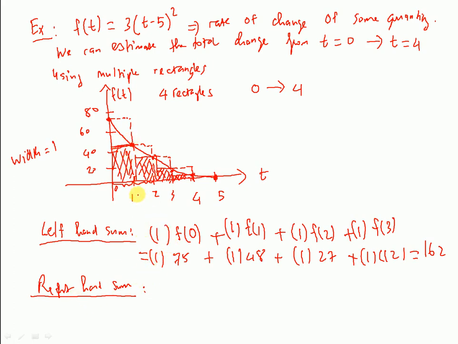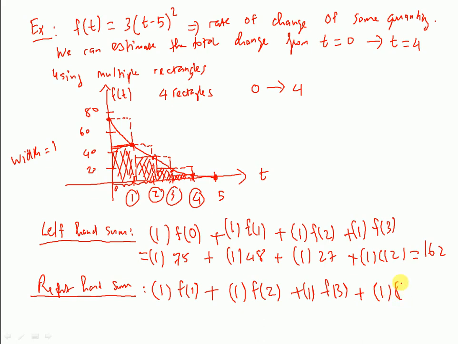So again, I'm using the points 1, 2, 3, 4. Before I used 0, 1, 2, 3. Now for the right hand sum I use 1, 2, 3, 4. I skip the first one and then I move up until I get 4 rectangles. Okay, so let's do the summing. Again, the width is still 1 unit, right? And the first height is f of 1, and then the next one is f of 2. Remember, before we started with f of 0, now we start at f of 1. So f of 2 plus f of 3 plus f of 4.